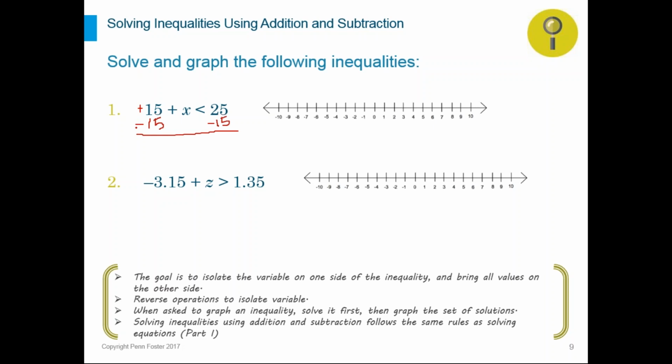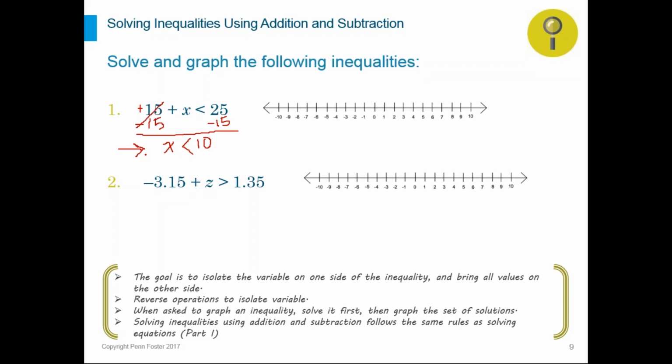And those 15s will just go, it's a 0. X will be by itself on one side. The inequality sign will just go down as is. And then subtract 25 minus 15 will give you 10. So this is the solution for the inequalities. The set of values of x would be any value that is less than 10.